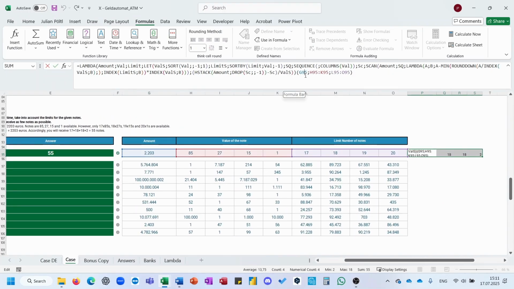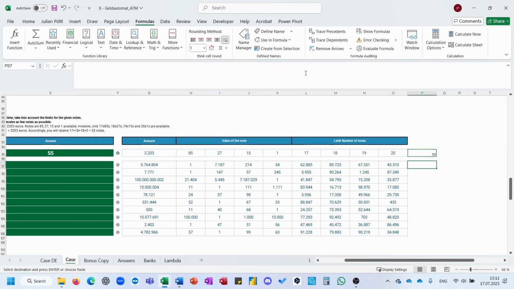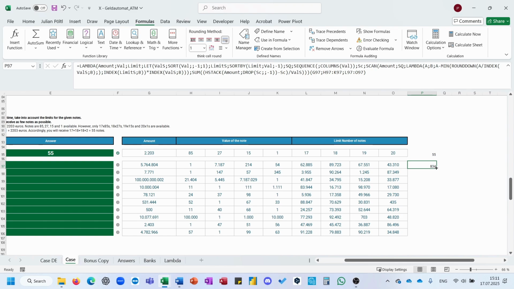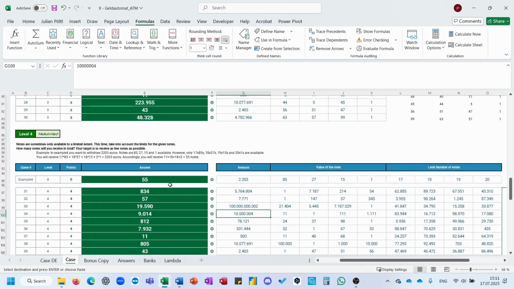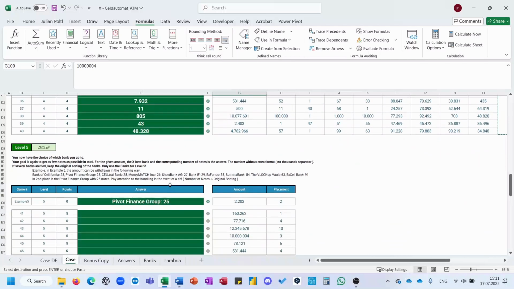We can sum this. Yes, this is the last argument. Sum. And we are at 55. And also get a result and the right result for all the other levels.